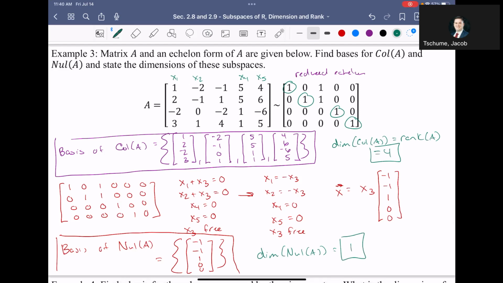Remember, verifying our work here. If you add those two dimensions together, 4 plus 1 gives you 5, and if you look back at the original matrix, it had 5 columns in the original matrix, so we are on the right track there.